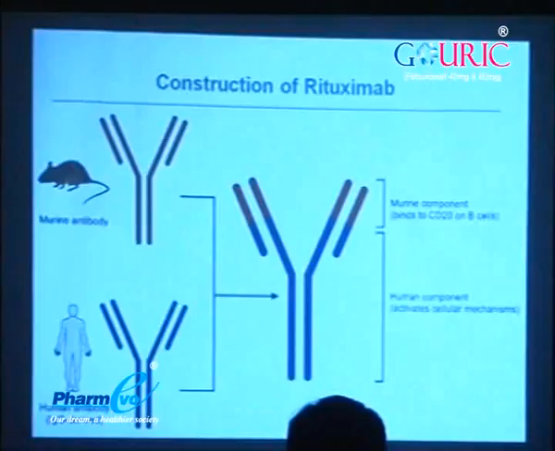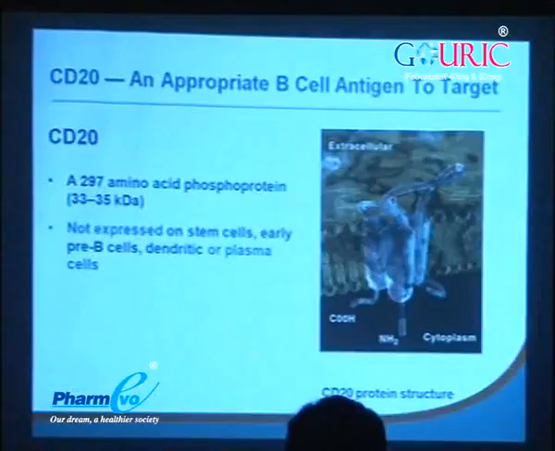So basically, as you see here, this is a murine antibody and a human antibody, which is IgG derived, and this is the murine component, and this is the human component. Now, how does it act? It targets an appropriate B cell antigen.